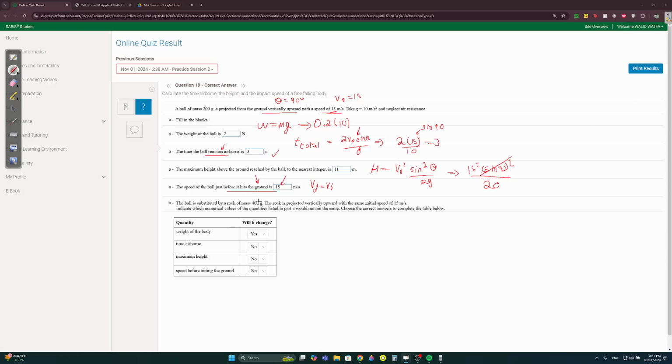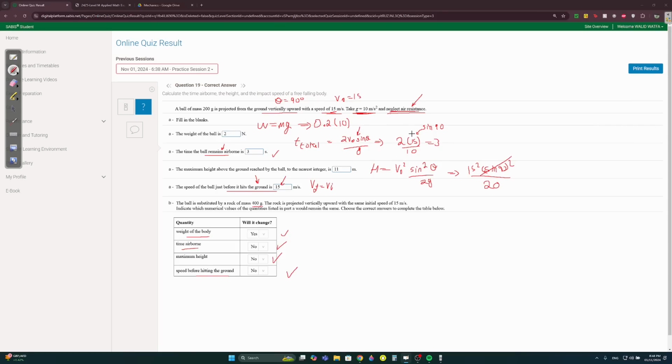The ball is substituted by a rock of mass 400 grams. The rock is projected vertically upward with the same initial speed of 15. Indicate what values will change. The weight of the body obviously will change if you change the mass. The time airborne, obviously not. Since they said neglect air resistance, and you know air resistance is more if there's a higher mass, it would slow it down. But since they said no air resistance, they're all going to fall with the same acceleration, so the time will not change, the maximum height won't change, and the speed won't change. That's because we're neglecting air resistance.